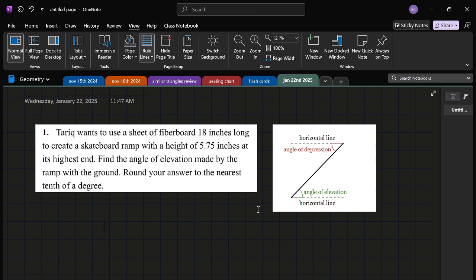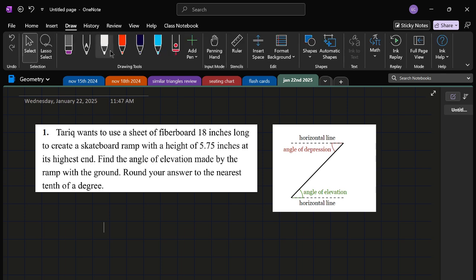But anyways, I just want to review something from the video I made yesterday. This is a really important concept. We have angle of depression and angle of elevation. For angle of elevation or angle of depression, just think about your own viewpoint. Let's say this is your view. Angle of elevation is always going to be from the horizontal line going upwards. So that would be your angle of elevation.